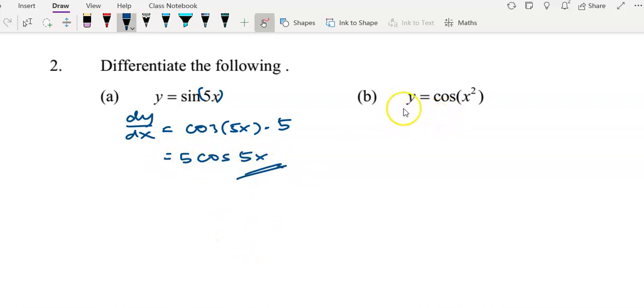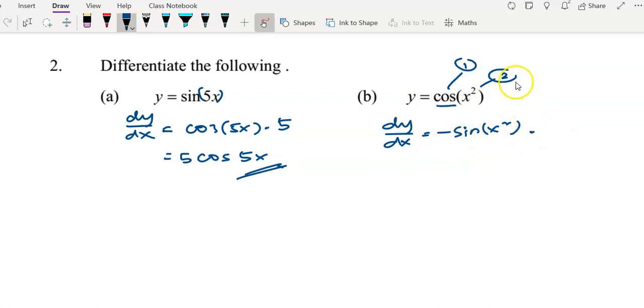And for question B, the outer function is the first function that we need to differentiate. And the inner function, I would make it the second function that I need to differentiate. For the dy/dx, firstly, you need to differentiate the first function, that is your cos. Differentiate cos, you get negative sine. And the inner function, you just copy it down. Then you need to multiply by the derivative of the inner function, which is x squared, you get 2x. Then you simplify. Negative 2x sine x squared.